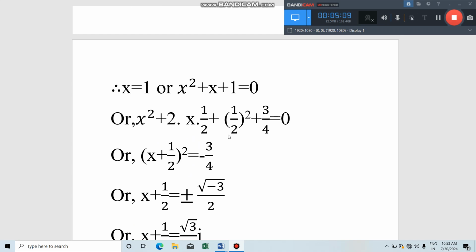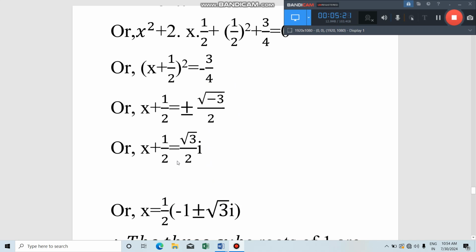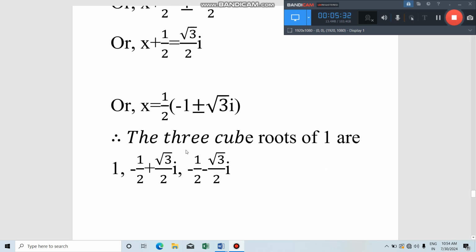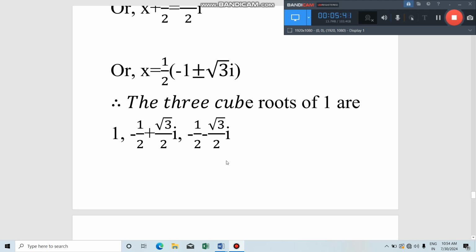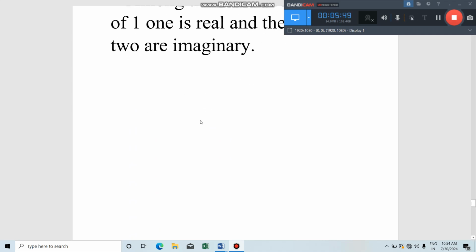a square plus 2ab plus b square will be a plus b whole square. Now x plus half equals plus minus root over minus 3 by 2, or x plus half equals root 3 by 2 into i, or x equals half into bracket minus 1 plus minus root 3 i. Therefore the 3 cube roots of 1 are 1, minus half plus root 3 by 2 into i, minus half minus root 3 by 2 into i. Among the 3 cube roots of 1, one is real and the other two are imaginary.